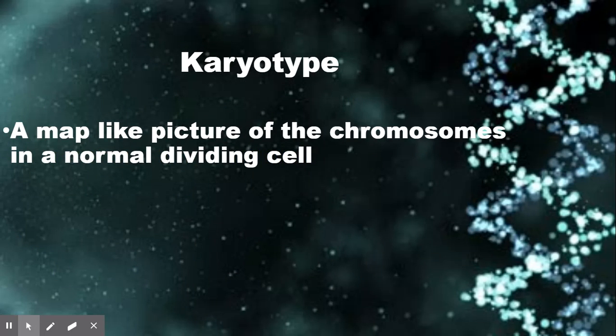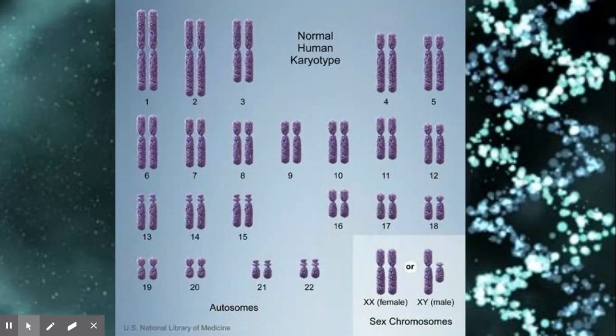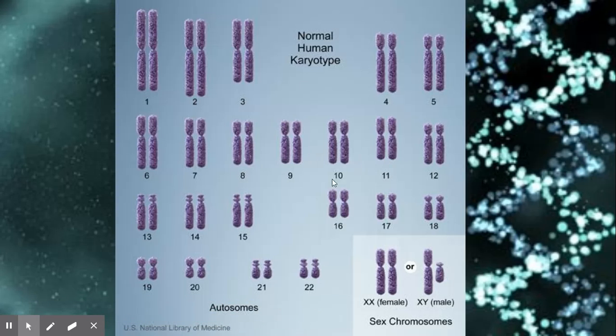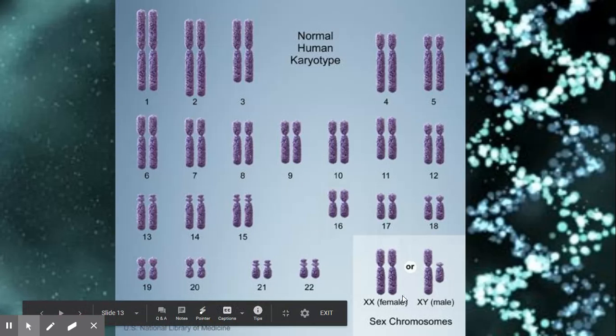A karyotype is like a map of all of our chromosomes. It's a picture showing us what all of our chromosomes look like. Here's an example, and you can see there are 22 pairs, and those pairs are different sizes and a little bit different shapes than the others. The last pair is going to be our sex chromosomes. Females will have two X and males will have an X and a Y.